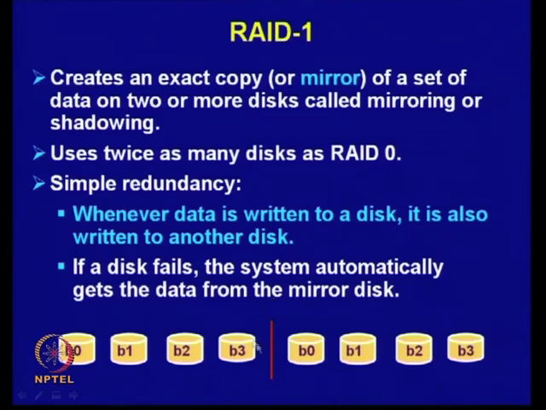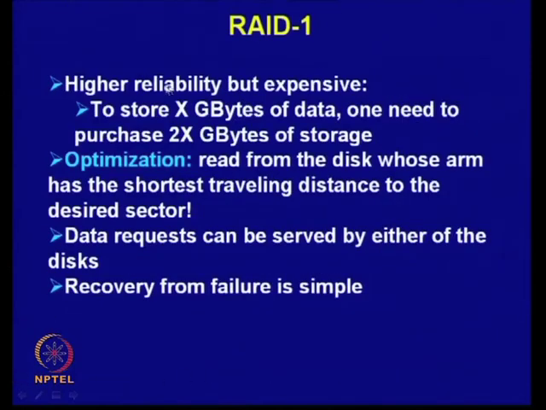You require double the number of disks. So, whenever you are using this type of RAID level 1 for the purpose of improving reliability and availability, because of this large requirement of so many disks, this is rarely used. As I mentioned, higher availability, but expensive: to store x gigabytes of data, one needs to purchase 2x gigabytes of storage. You can do some optimization: read from the disk whose arm has the shortest traveling distance to the desired sector. So, this kind of optimization can be done.